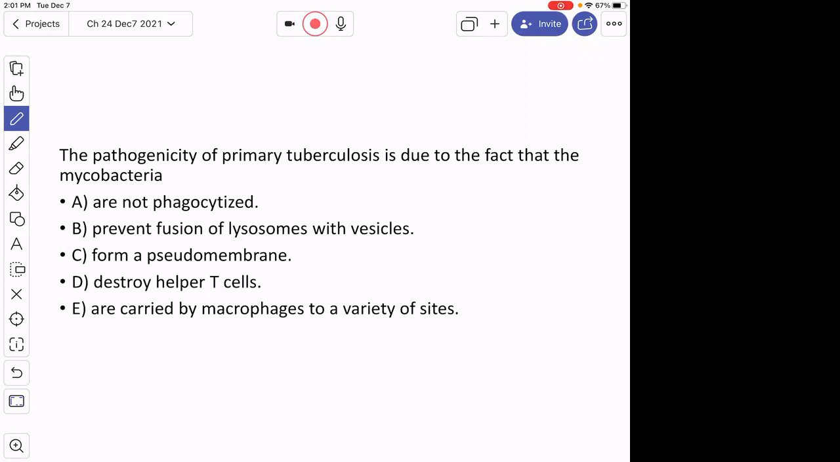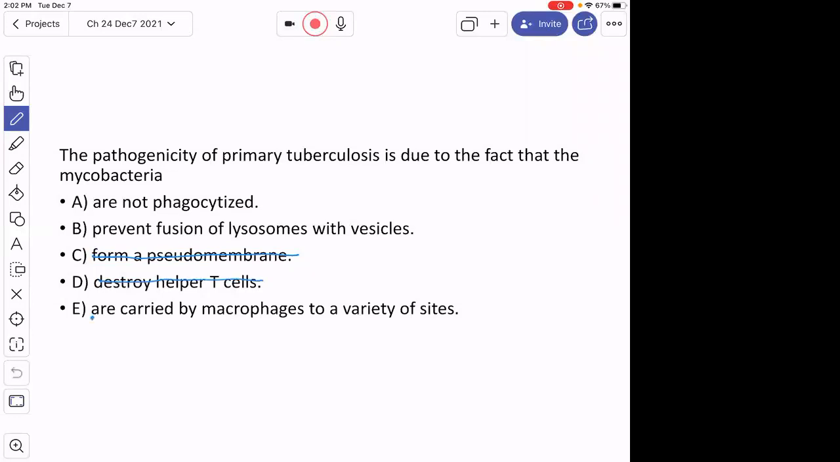All right, pathogenicity of primary tuberculosis. So first of all, cross out this one, form a pseudomembrane. That's actually diphtheria that does that. So again, this was not a question that I wrote, but if it doesn't sound like anything we ever talked about, then it's probably not the right answer. They do not destroy helper T cells.